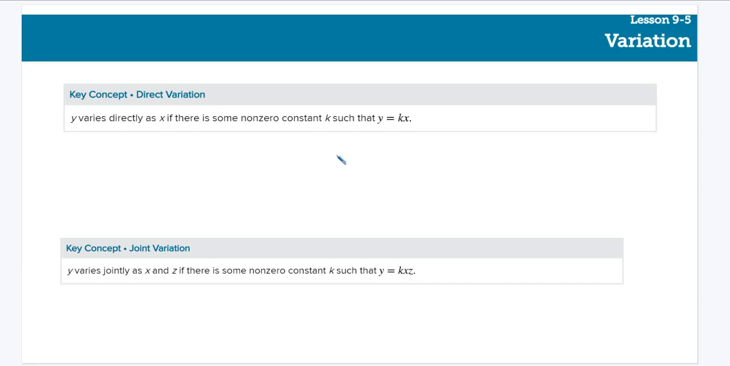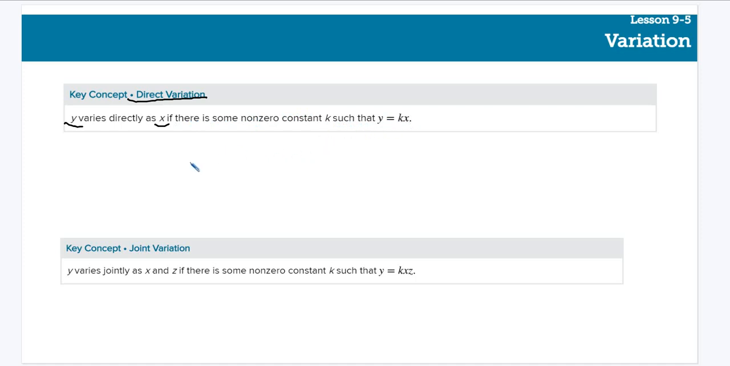We'll talk about three new concepts: direct variation, joint variation, and inverse variation, and we'll see how we can relate them to real life. Alright, let's start. What does direct variation mean? Y is one quantity and x is the other quantity here. Y varies directly as x if there is some non-zero constant k such that y is equal to kx.